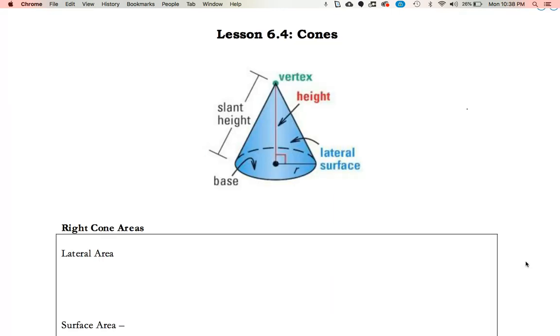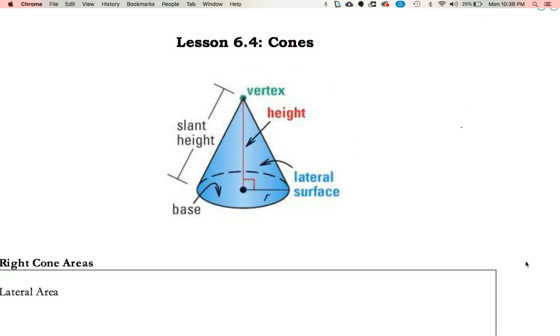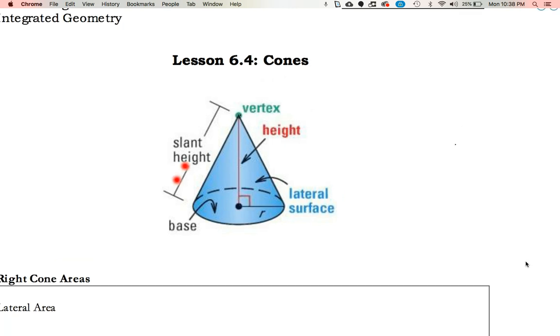So again, the difference between a cylinder and a cone is we take off the top circle and all of that curved lateral area condenses down to one vertex. Same idea with the pyramid from yesterday. We have the height or the altitude that goes down the middle. We don't need that for any of our calculations for surface area unless we're missing the slant height. The slant height's what we really want.